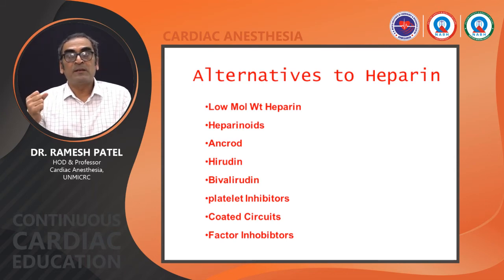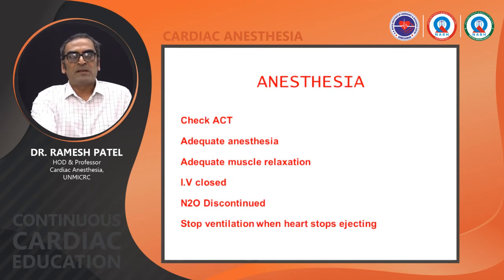If the patient is sensitive or resistant to heparin, then which drugs can we use in place of heparin? Drugs like low molecular weight heparin, heparinoids, hirudin, bivalirudin, or platelet inhibitors. These are the drugs that we can use in place of heparin if the patient is sensitive or resistant to heparin. From the anesthesia side, we have to check ACT, adequate anesthesia level, adequate muscle relaxation, and all IV ports should be closed, not open to the atmosphere. And nitric oxide, if used, should be disconnected.